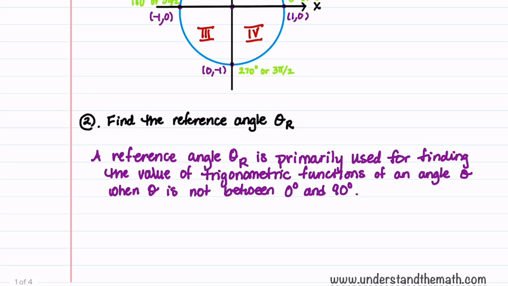The second step is to find the reference angle theta sub r. A reference angle is primarily used for finding the value of a trigonometric function of an angle theta when theta is not between 0 and 90 degrees. In other words, our angle is not in our first quadrant. I have a video on finding reference angles that you can watch if you need to review this concept.